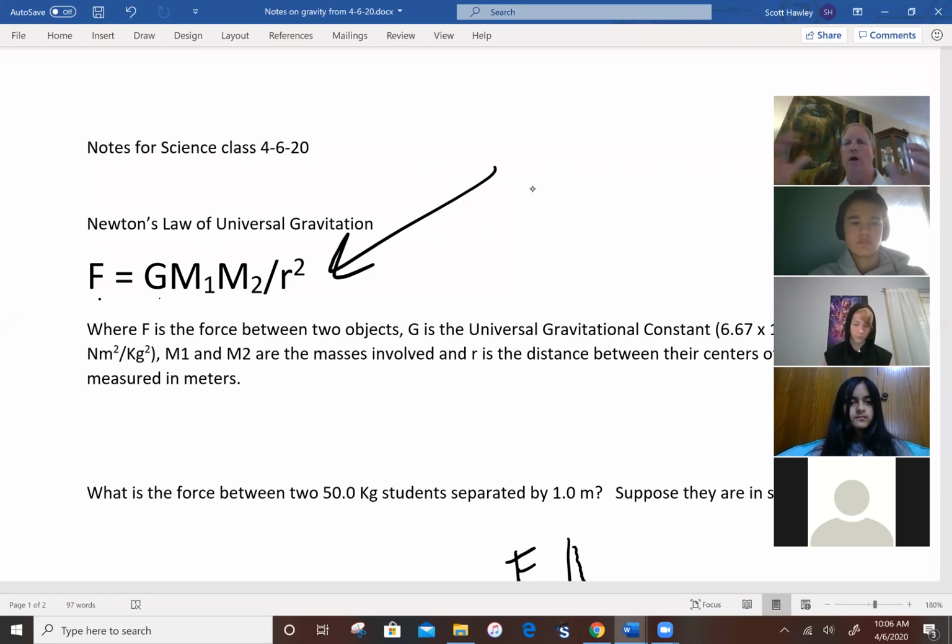M1 and M2 are any two masses, like Dirac and Bow, okay? And then when you say divided by r squared, that's the distance between the two of them squared. And this is where Isaac Newton looked at the moon and the earth, and he figured out how far the moon was. This is called the inverse square law. And that's what the 1 over r squared is.